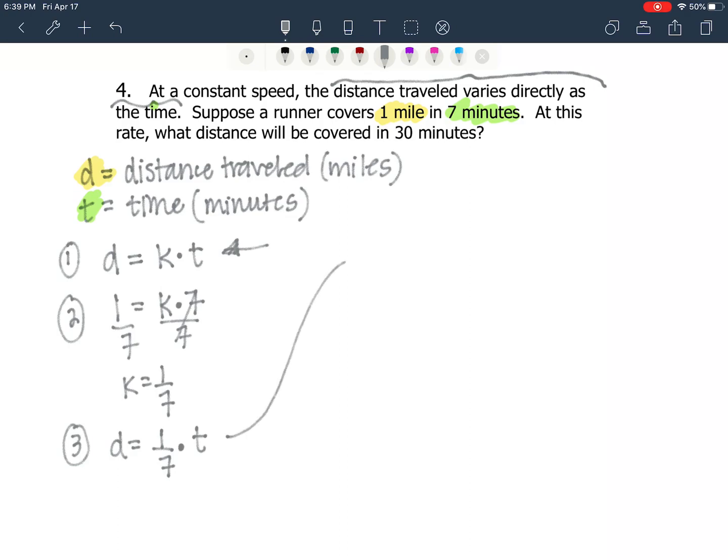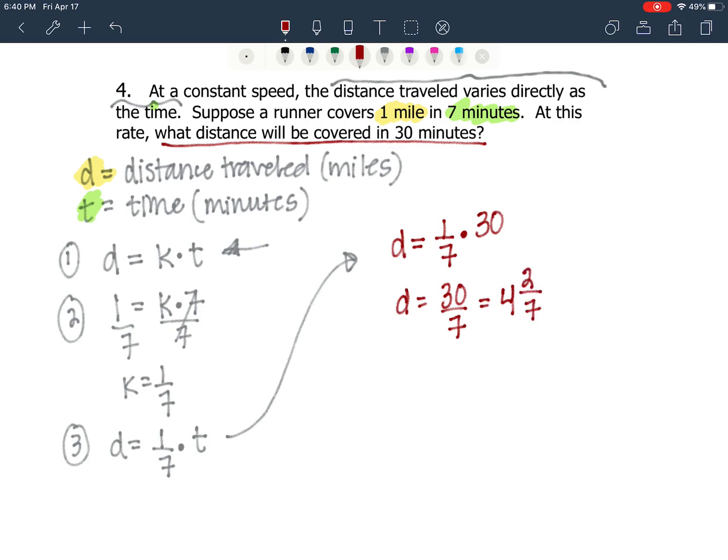Now I'm going to use that specific formula to say at this rate, what distance will be covered in 30 minutes. So D is what we're looking for. That's going to equal 1/7 times 30. So D equals 30 over 7, which is equal to 4 2/7 miles. So this is an exact answer. It's a beautiful answer, 4 2/7 miles.